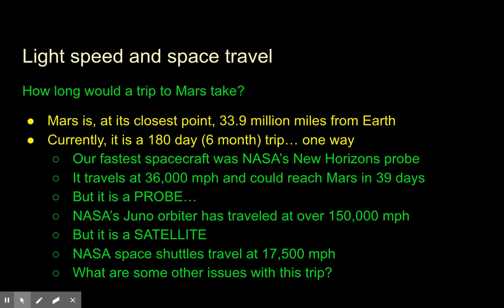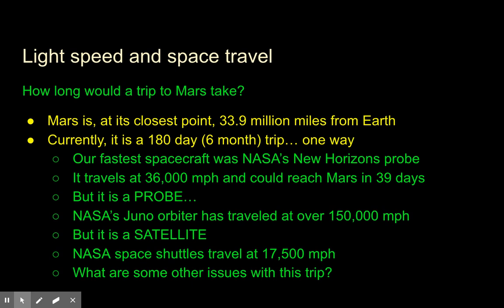Let's consider these facts. Mars, at its closest point to Earth, is 33.9 million miles away. Currently, that's a 180-day or a 6-month trip, one way. So if you want to go to Mars and back, that's a full year on your space shuttle, just in the time it takes to get there and back.